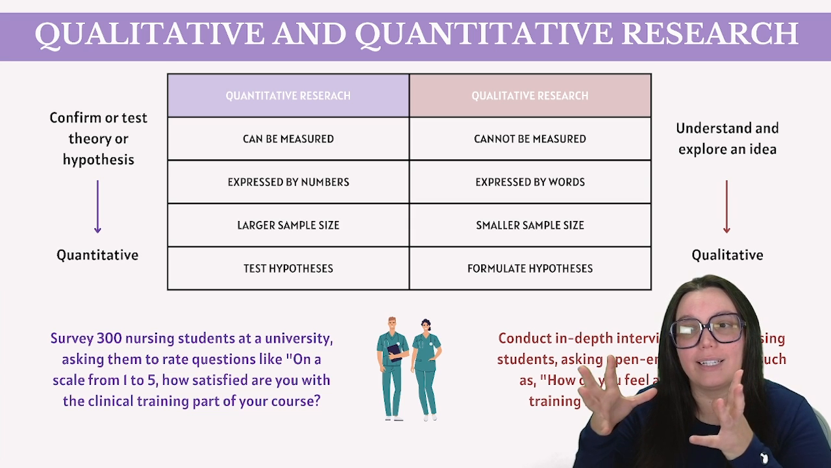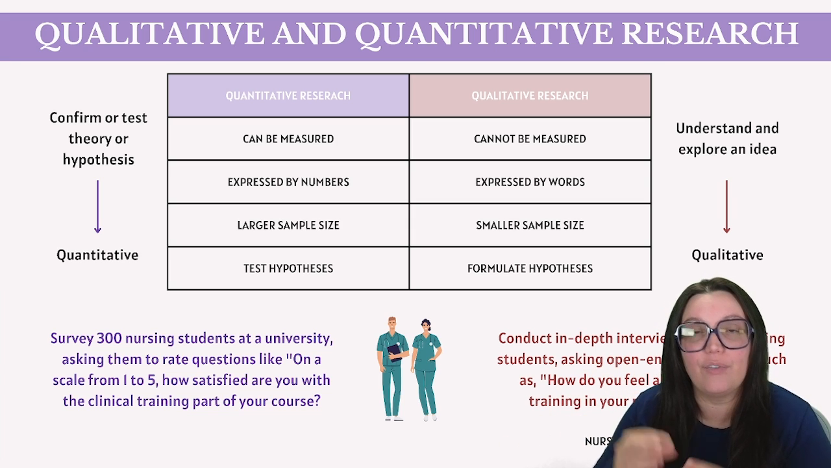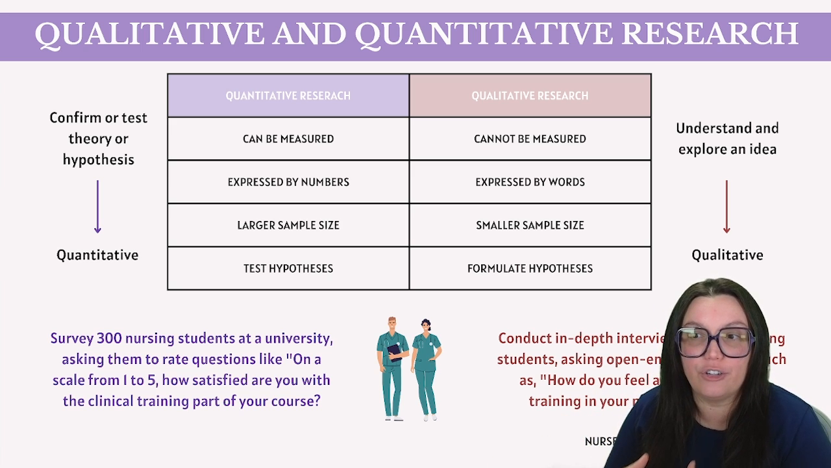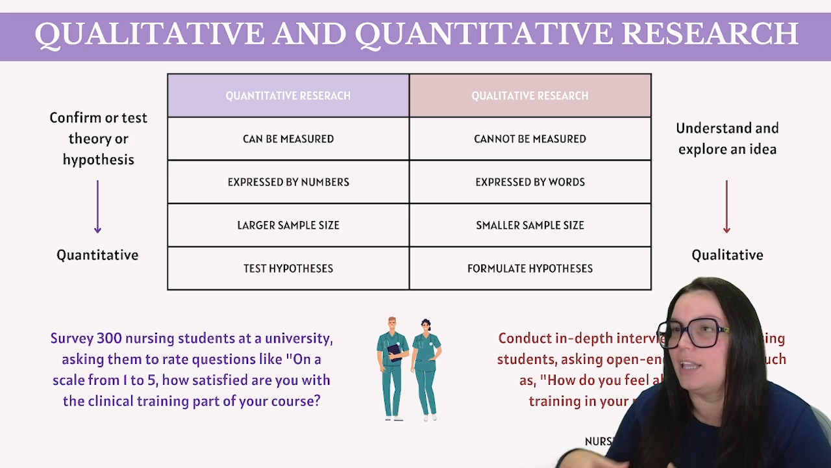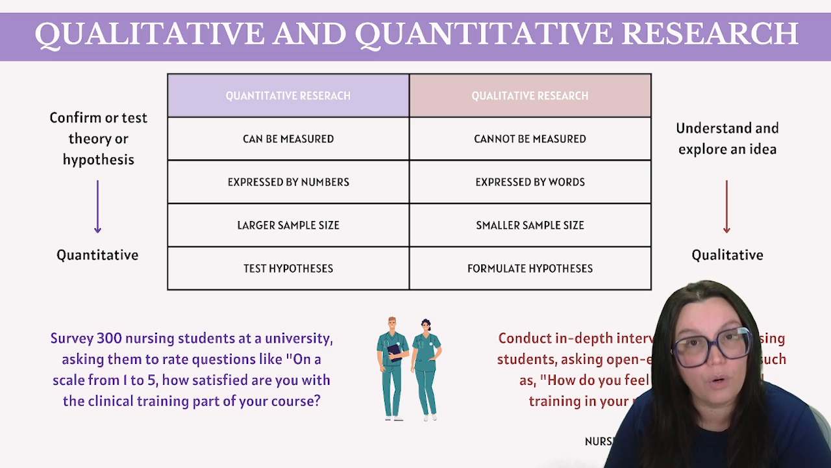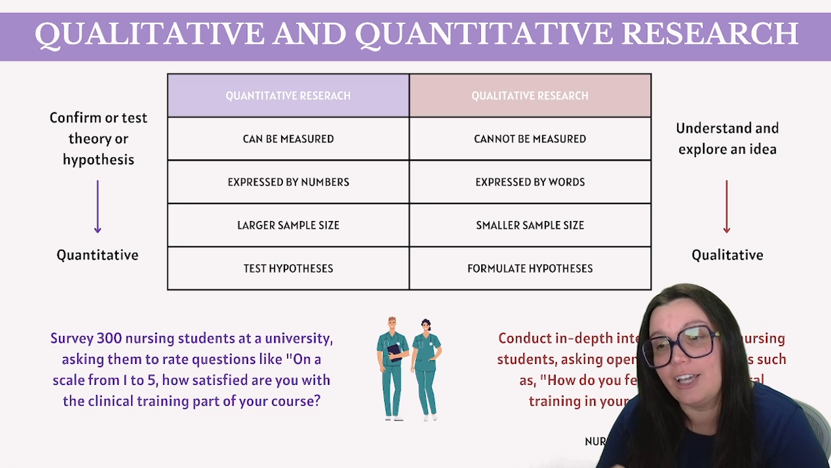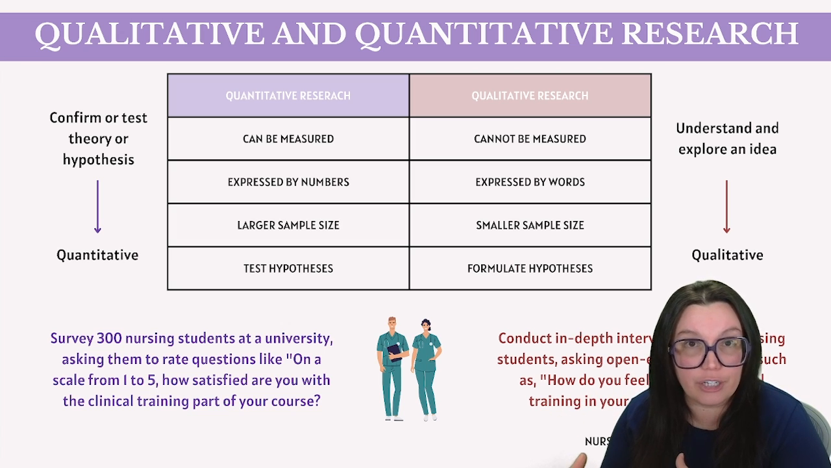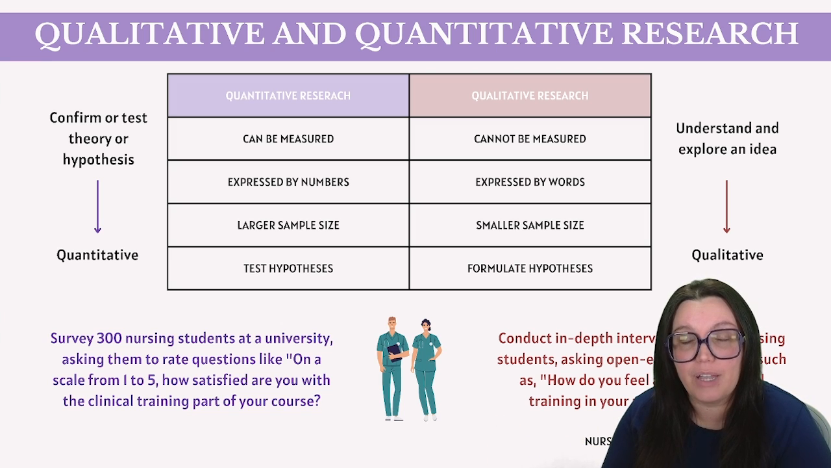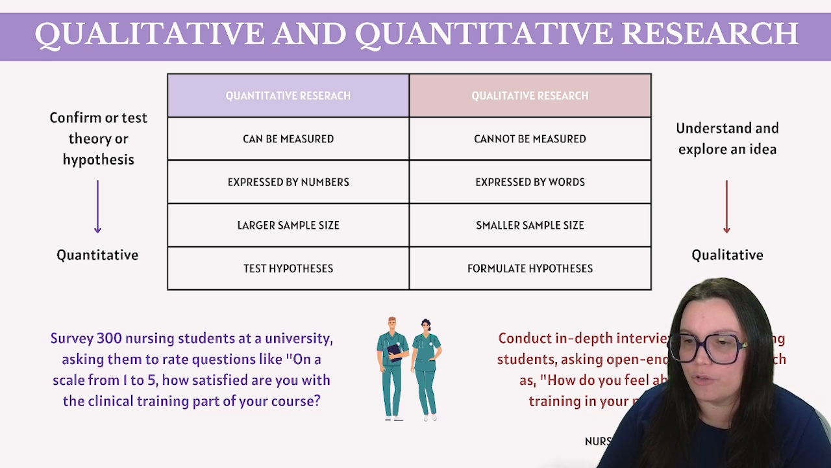So using the context of nursing, let's apply quantitative and qualitative approaches. If I wanted to adopt a more quantitative approach, I might survey 300 nursing students at a university, asking them to rate questions like, on a scale of 1 to 5, how satisfied are you with the clinical training part of your course? Based on that collected data, I would perform statistical analysis and could conclude something like, on average, nursing students rate their clinical training experience 4.2 out of 5. That would be a more quantitative approach.